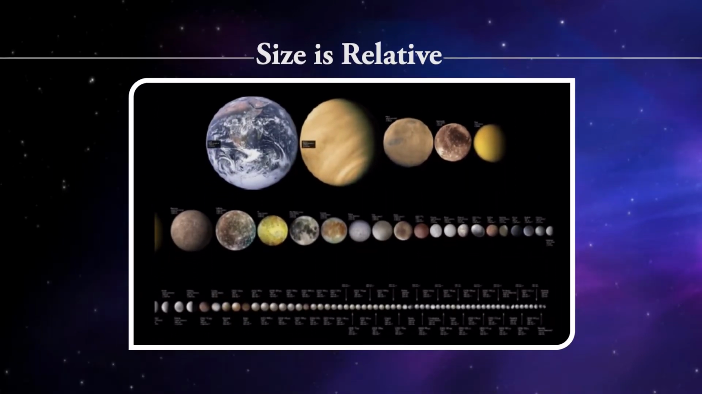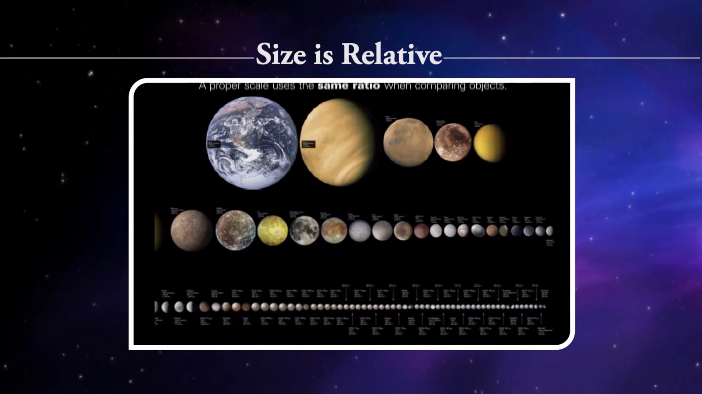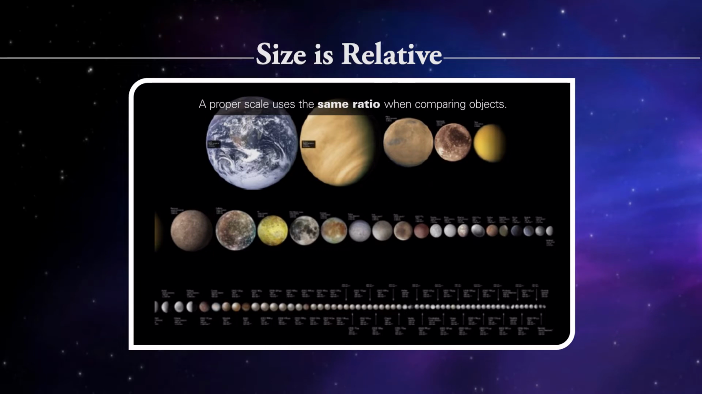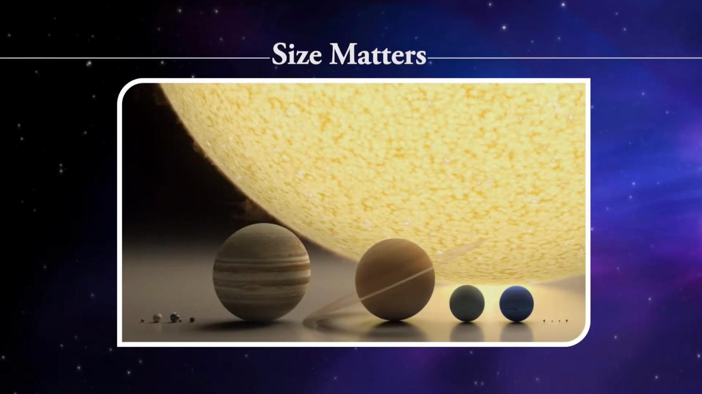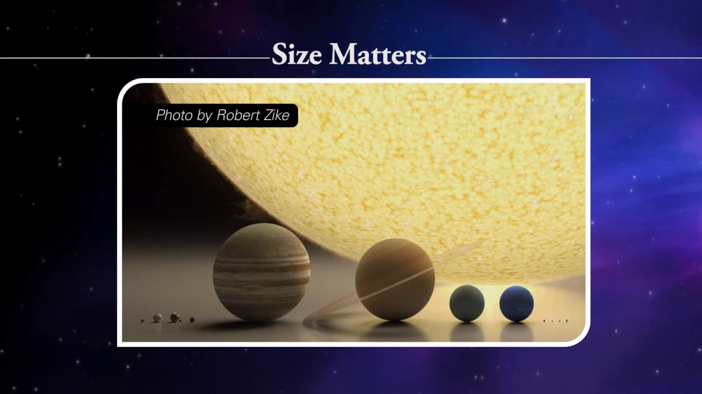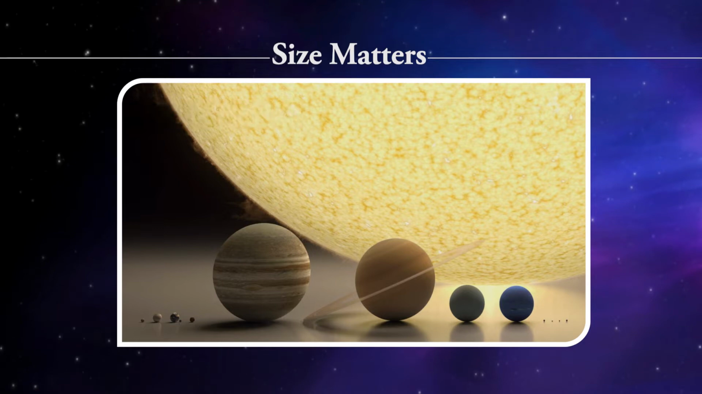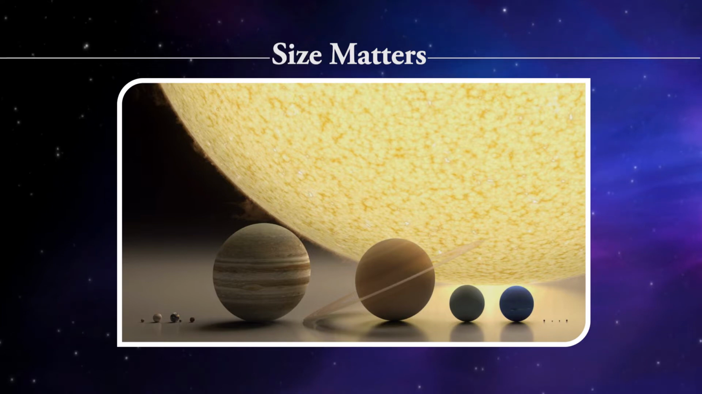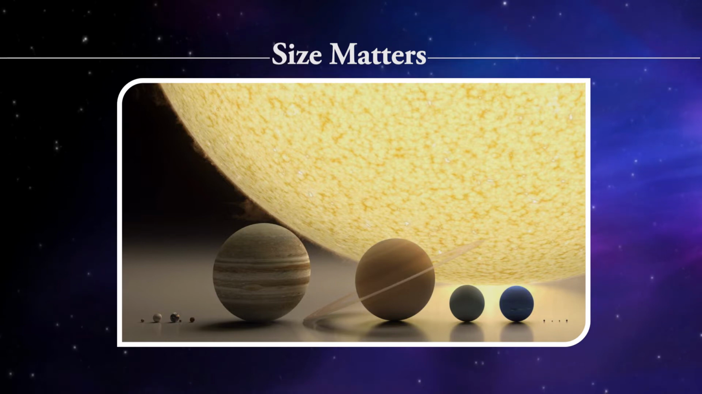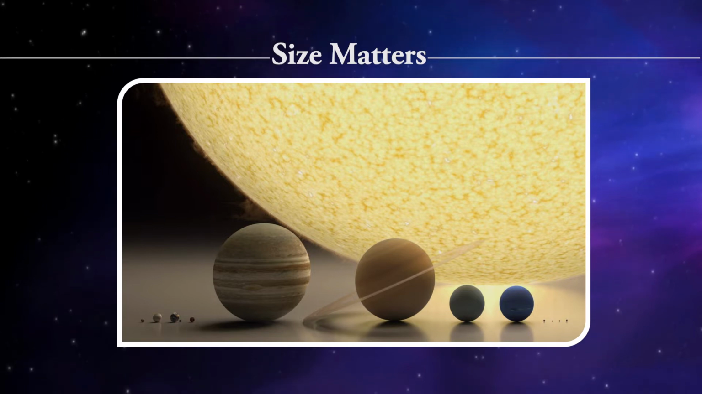When talking about size, it is important to remember that it is relative, and also that you need to have a proper scale such that you have the same ratio when comparing objects. For example, in this photo, an illustration of our solar system to scale created by the San Francisco-based artist Robert Zeich, this image features the sun in the background with the planets, our moon, and four dwarf planets lined up in the foreground in the relative scale of size to one another. Note that with this scale shown here, you can't see the entirety of the sun, and several of the objects are even a little difficult to see.